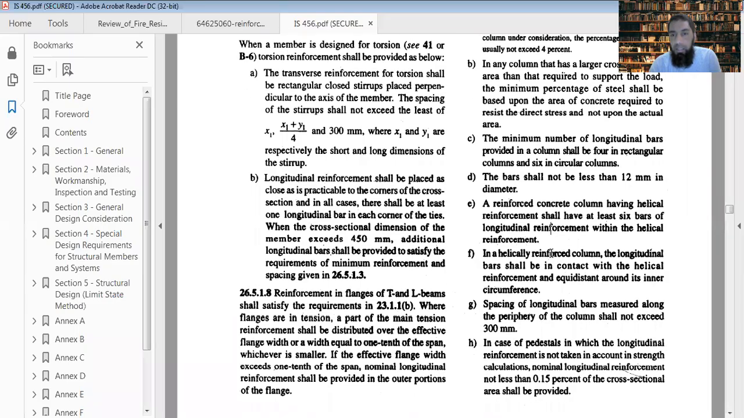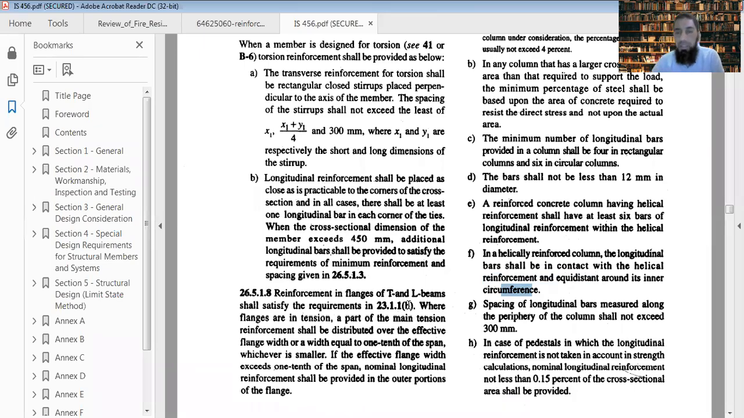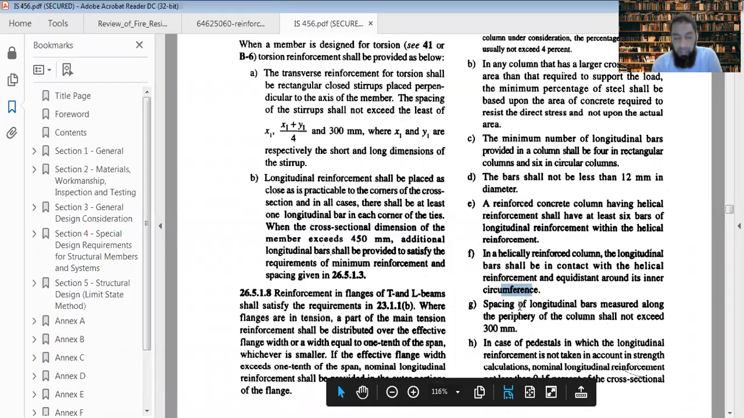Then in a helically reinforced column, the longitudinal bar shall be in contact with the helical reinforcement and equidistant around its inner circumference. It should be equidistant. All the bars should be equidistant from each other throughout the circumference. The spacing between one bar and another should not be 100 mm somewhere and then you are increasing it to 200 mm. That should not happen.